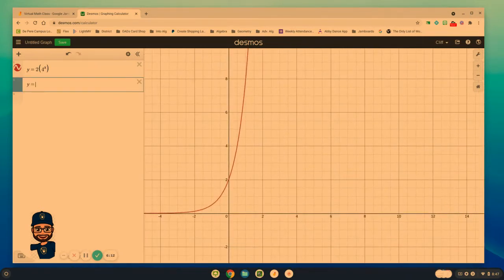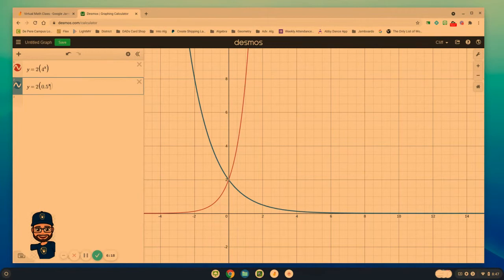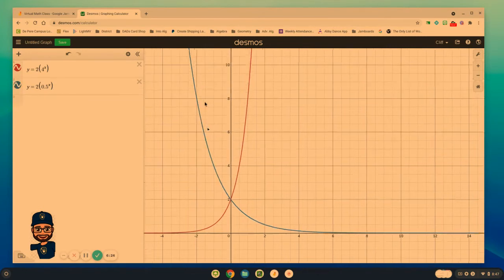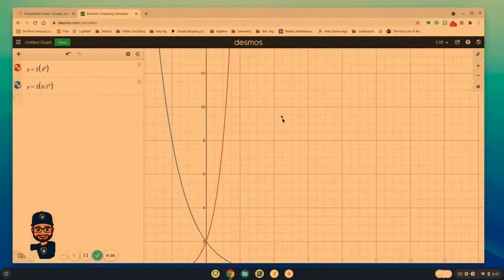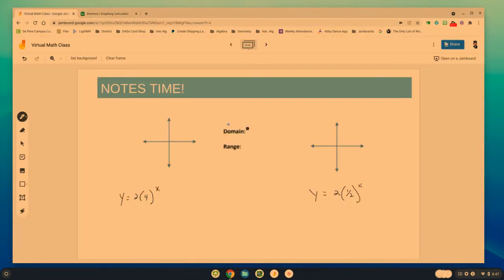Let's look at y equals 2 times (1/2) to the power of x, in the blue, right? So it's shrinking all of a sudden, but notice it would go back to the left. This blue line would just keep going back, and it would go on to the right forever. So the domain in both of these is all real numbers. Okay, y equals a times b to the power of x.